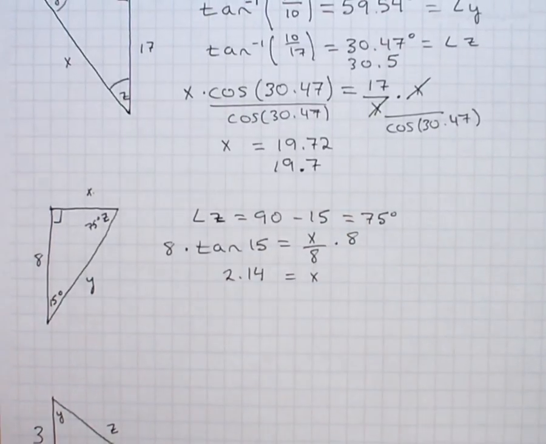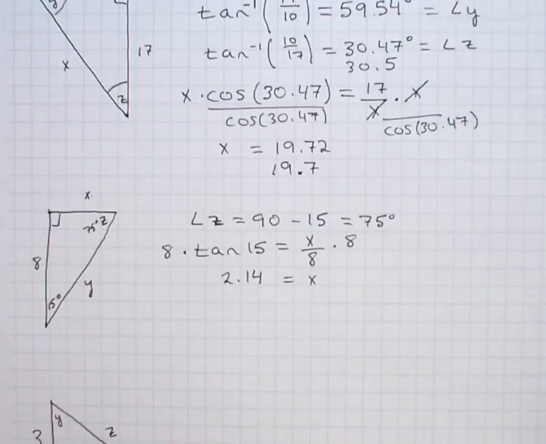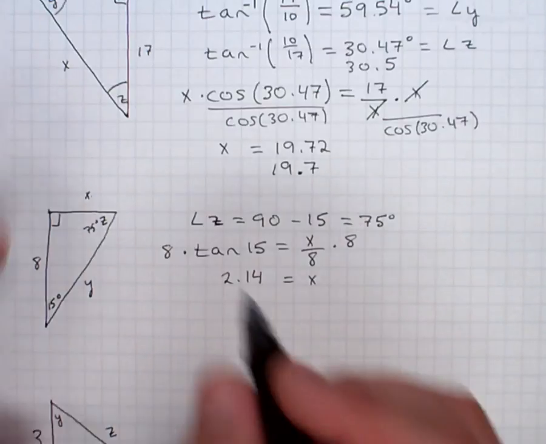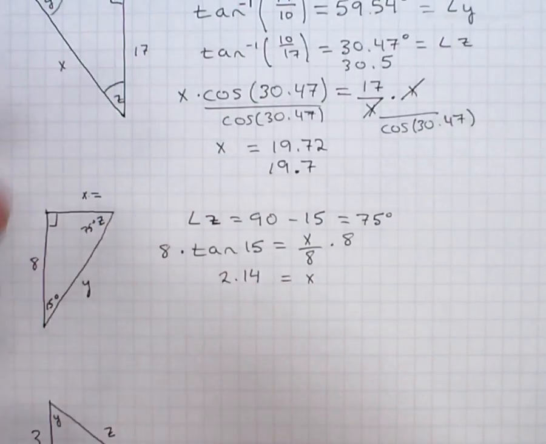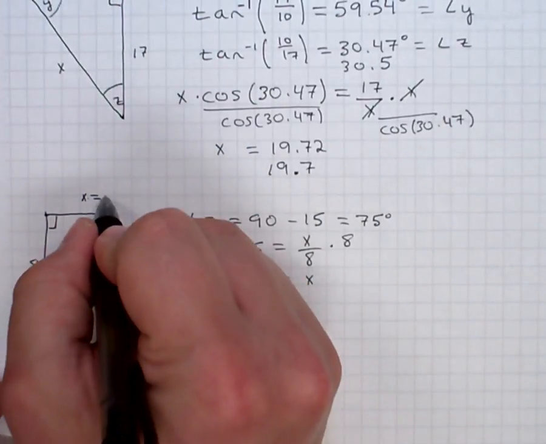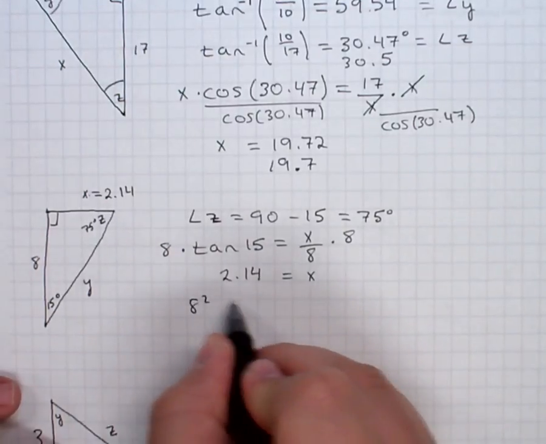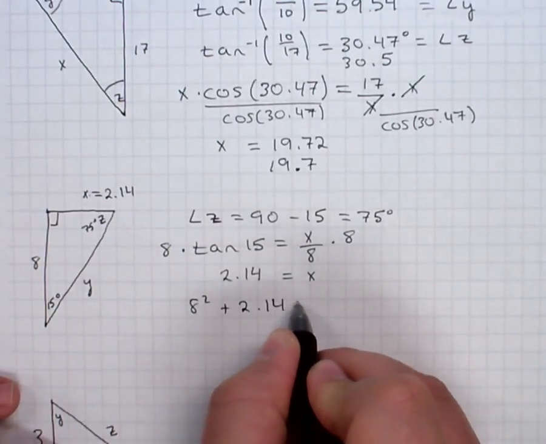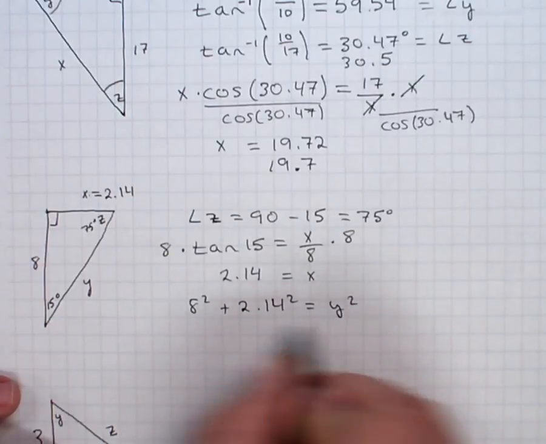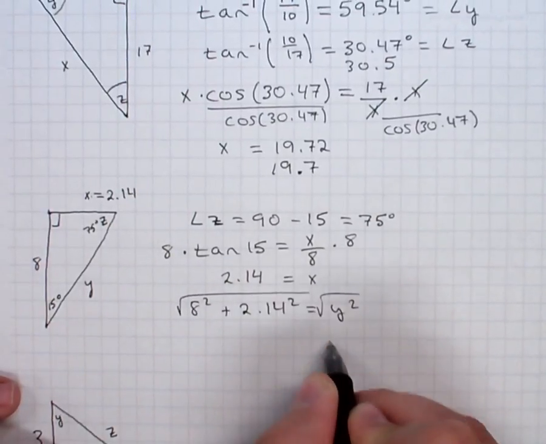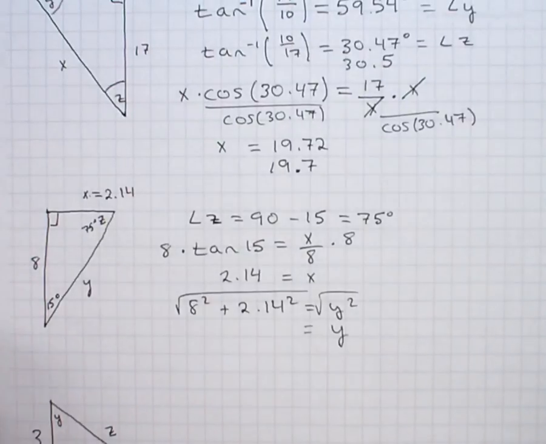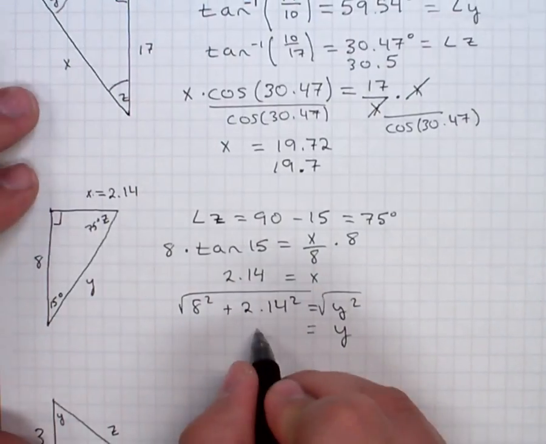Okay, so now, if we're using procedural fluency, any procedure you know to help you, what would the most expedient way to find y be? Pythagorean theorem. 8 squared plus 2.14 squared equals y squared. Take the square root, and y ends up giving you what? 8.28.